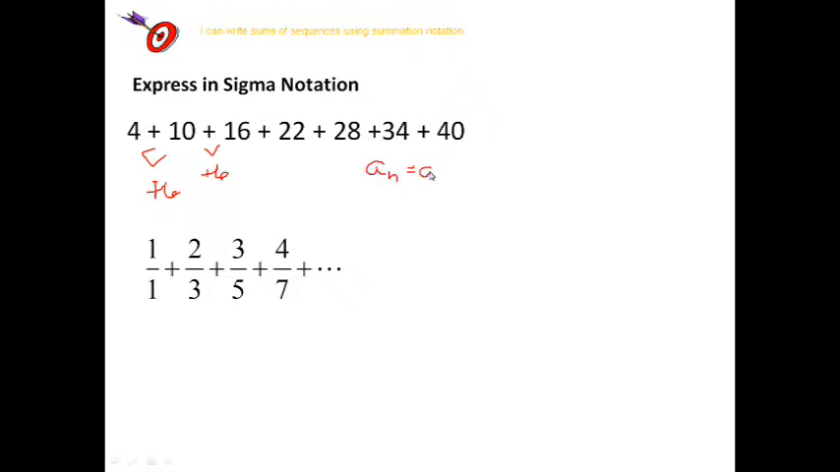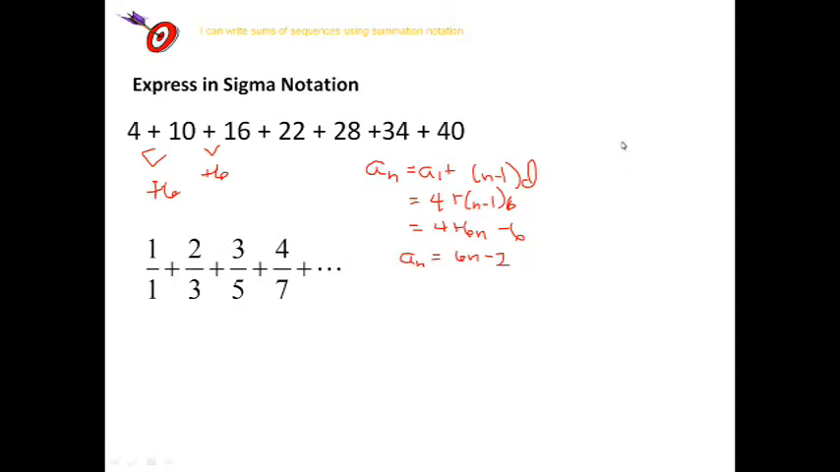So a sub n equals a1 plus n minus 1 times d, which equals 4 plus n minus 1 times 6, which equals 4 plus 6n minus 6, which equals 6n minus 2. Okay? So that's our rule.